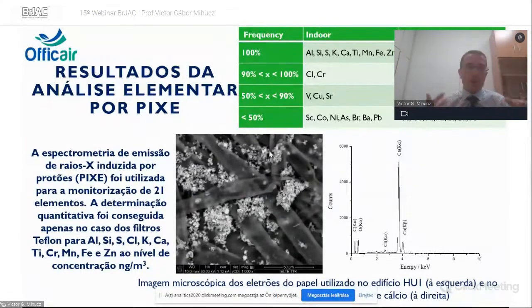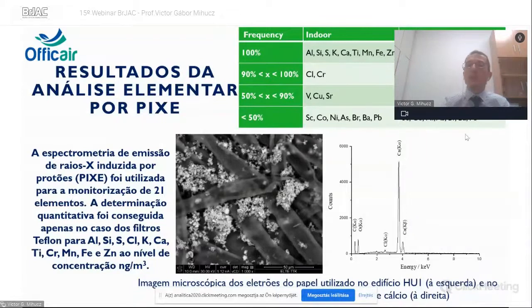I mean the wet chemical analysis, the digestion with microwaves and aqua regia. So that's why we opted for proton-induced X-ray emission. It was quite good. We got better results in the case of the Teflon filter. The quartz one, because its fibers have a certain depth, the penetration of the proton beam was not very good.